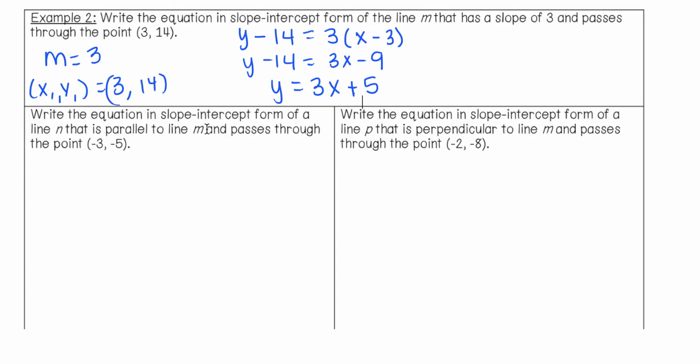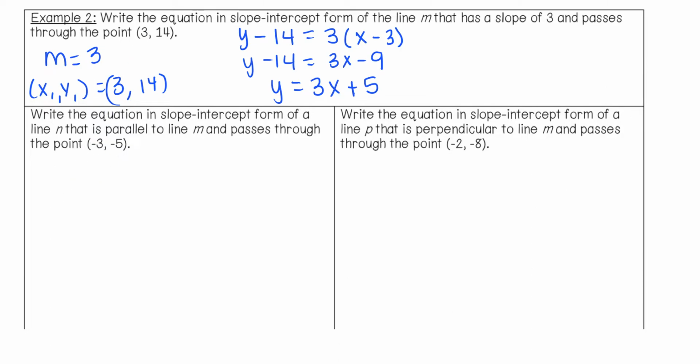In the next two parts, we're going to be asked to write an equation for lines that are both parallel and perpendicular to that line that we just solved for. So that line we just solved for has a slope of 3. We'll need to use that down below with these new points given. So if you want to pause the video and try this on your own, please feel free to go ahead and check your work when you are ready.